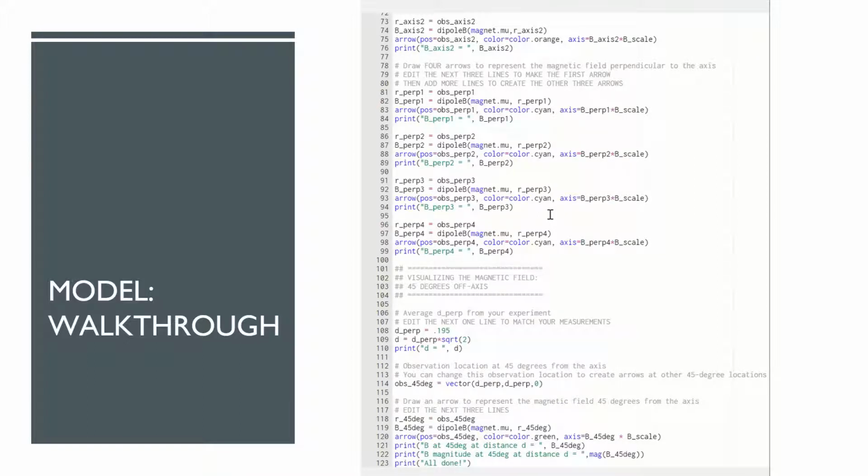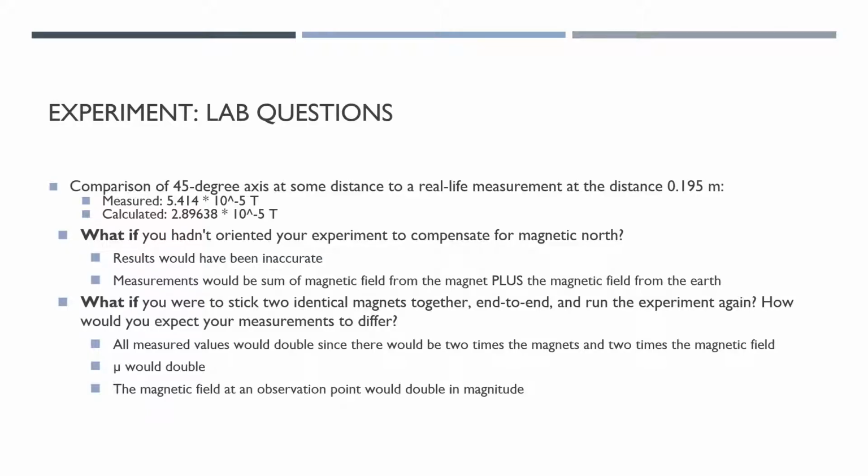So to process all the information from that lab, first we're going to compare the 45-degree axis magnetic field measurements. The measured magnitude was 5.4 times 10 to the negative 5 Tesla, and the calculated magnitude was 2.896 times 10 to the negative 5 Tesla. They are quite different, though they are in the same order of magnitude.